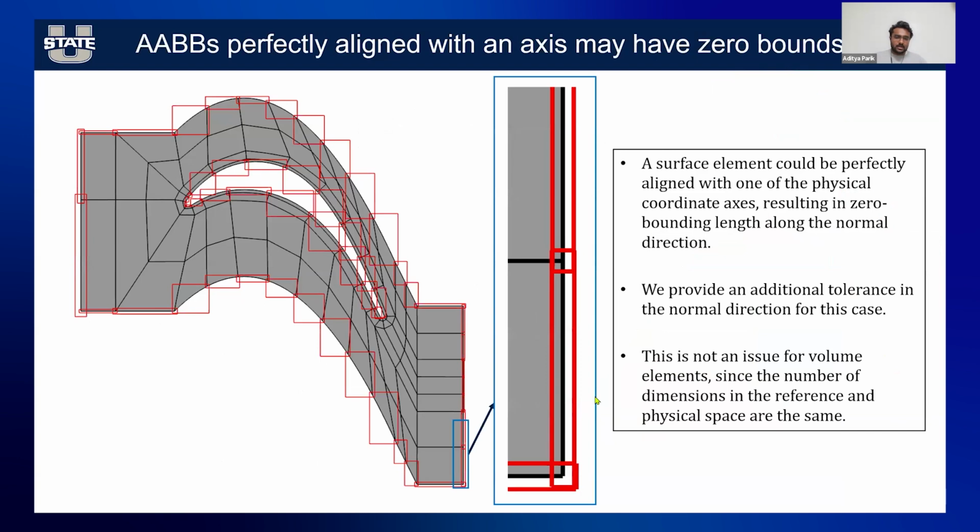One interesting result of dealing with surface meshes is that elements that are perfectly aligned, like these linear elements that are perfectly aligned with the axis, end up having zero extent in one of the dimensions, which is not good for us because we want to have some notion of distance in that direction. So we have to add some tolerance in that direction manually when it's perfectly aligned.